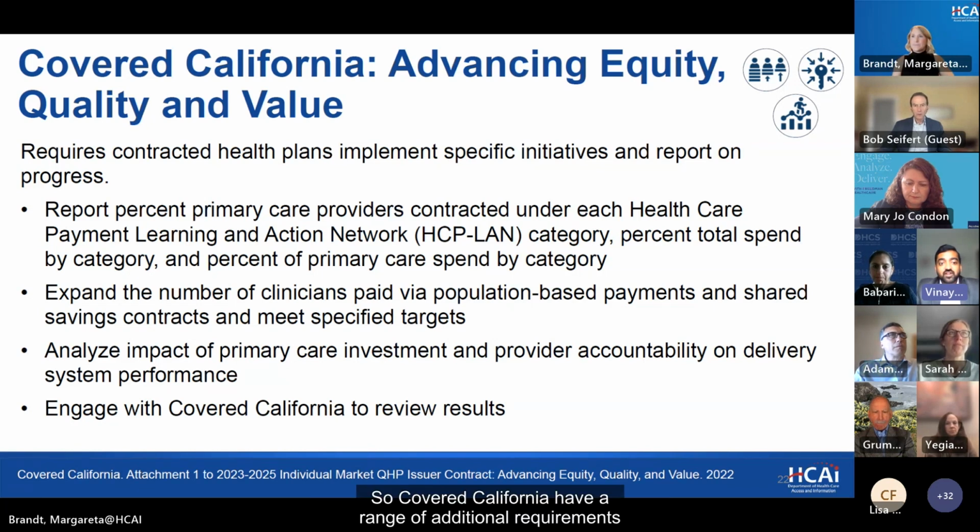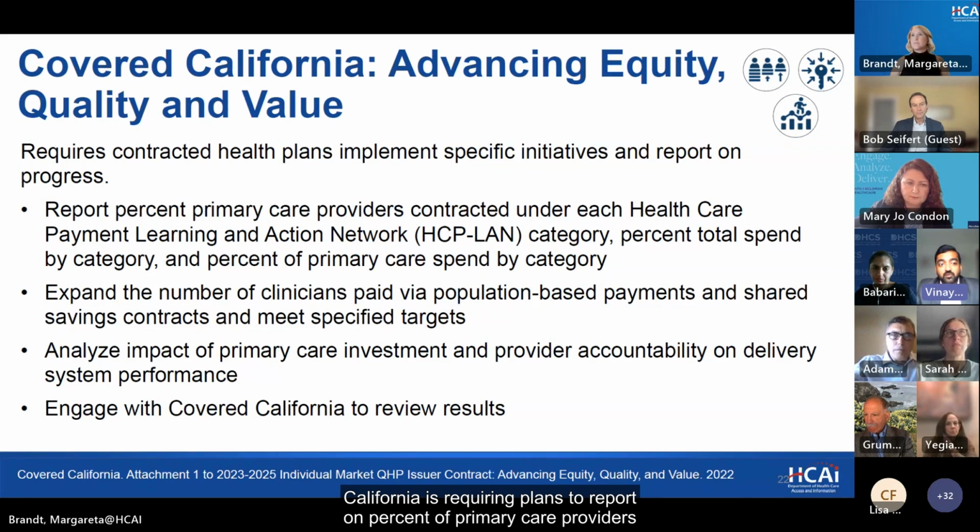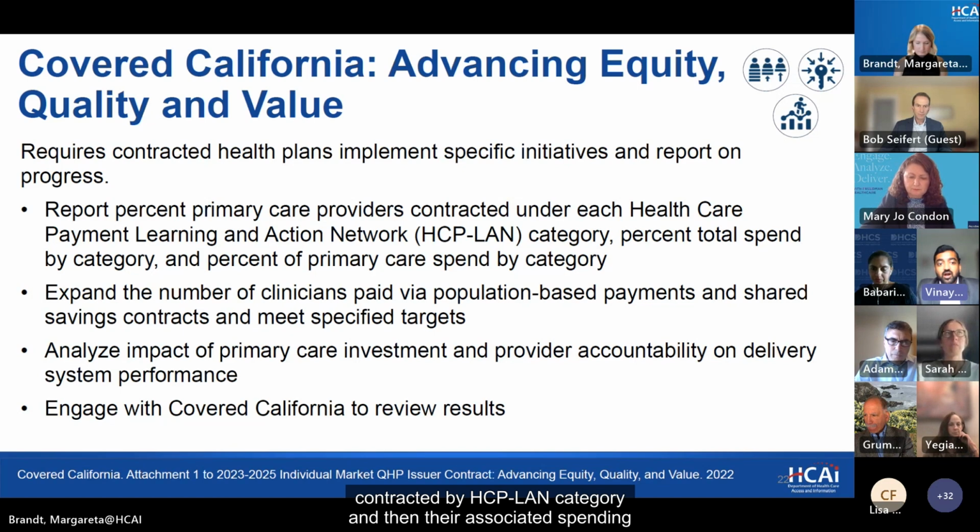So Covered California has a range of additional requirements that are focused on health disparities reduction as well as behavioral health. Those aren't addressed in these bullets here, but I just want to highlight that. Part of what we look at here is Covered California requiring plans to report on the percent of primary care providers contracted by HCP LAN category, and their associated spending, and to increase the use of value-based payments. So these are all part of their requirements.